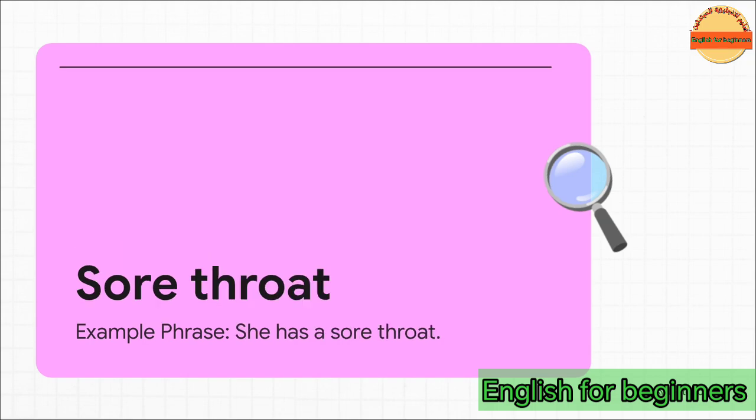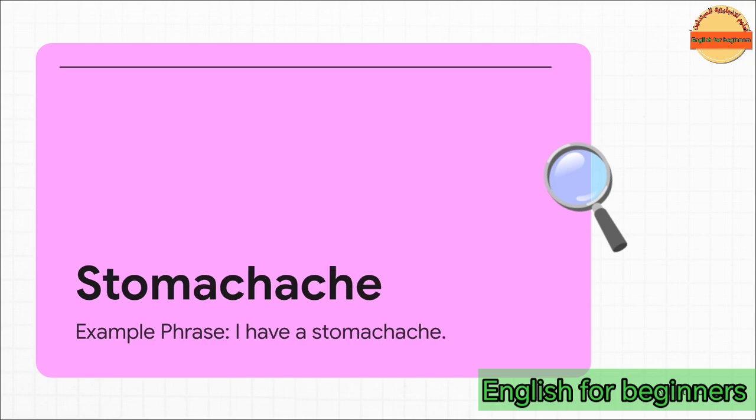Okay, this one's super common, sore throat. Just remember, it's 2 words that describe that one scratchy, painful feeling. You just say, I have a sore throat. And last but not least for this section, stomach ache. For pretty much any kind of pain in your belly area, this is your go-to phrase. I have a stomach ache.